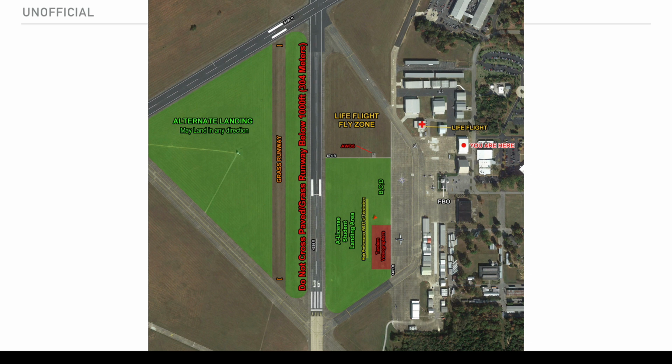Now, it's important to note there is a grass runway which runs parallel to the paved runway. This is used by glider pilots, so be alert and do not land on the grass runway. If you're landing on the west side of the runway, you will need to quickly cross the grass and paved runways. But before you do, look both ways.